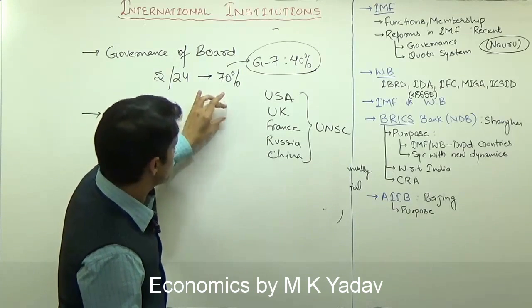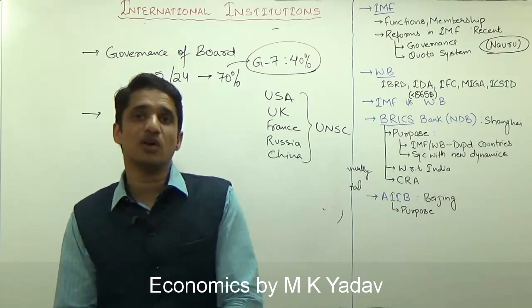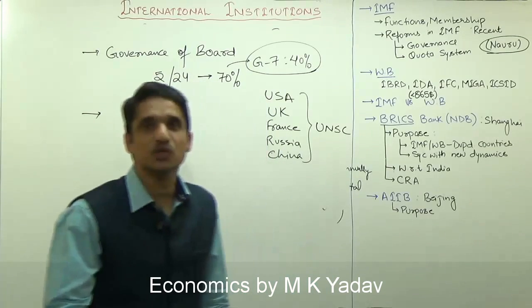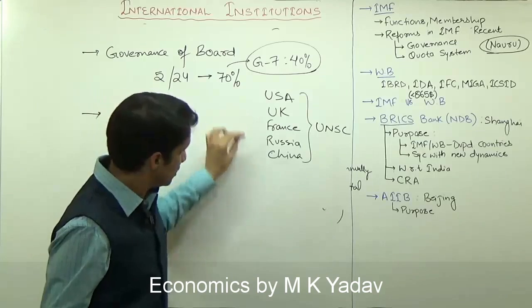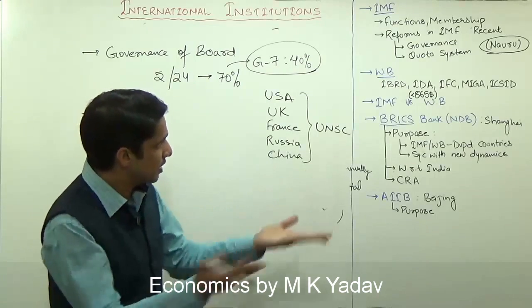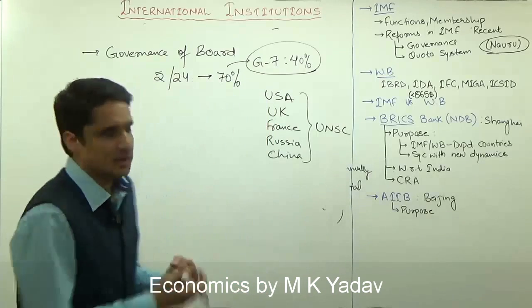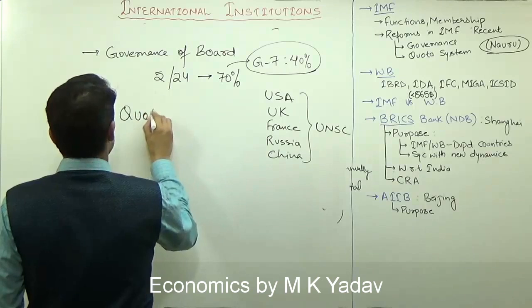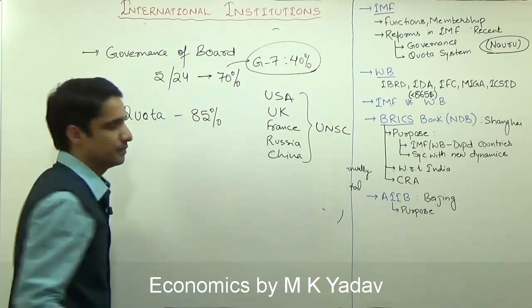In PPP terms, China is the world's largest economy, but China's voting share is at the 6th position. So China, the world's largest economy in PPP terms, is at the 6th position. So these developing countries want this quota system to be reformed. But the problem is, if you want to reform the quota system, you need 85% of the vote.